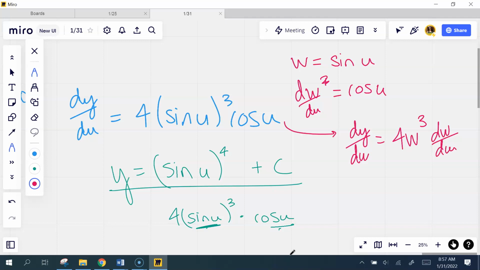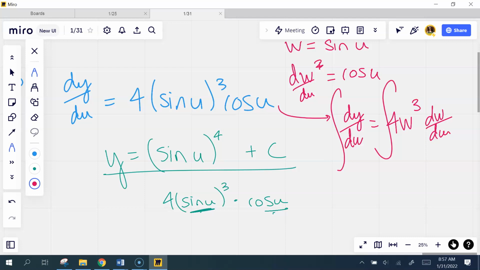Agree? So now if I integrate on both sides, is it easier for you to see that this is actually w to the 4th plus c? What is w? W was sine u. This is a very basic u substitution type problem, and that's what the point was getting to there. You're doing u substitution, you're just doing it in your head.